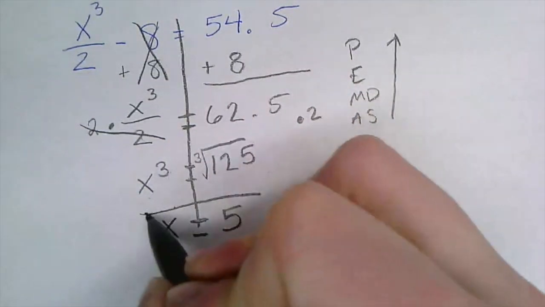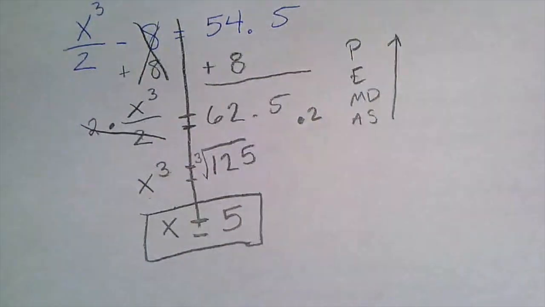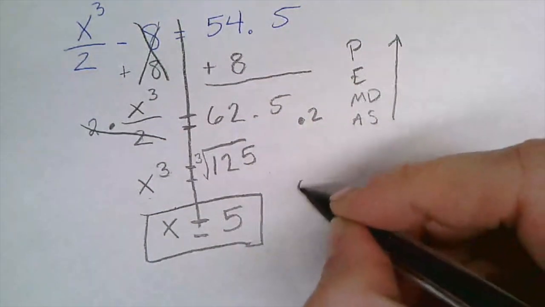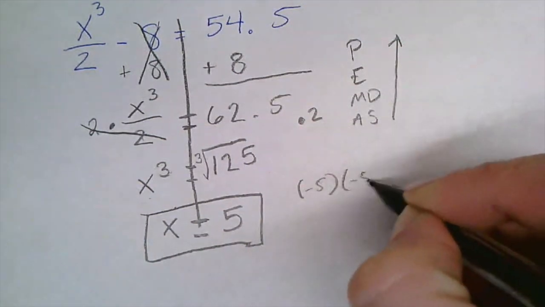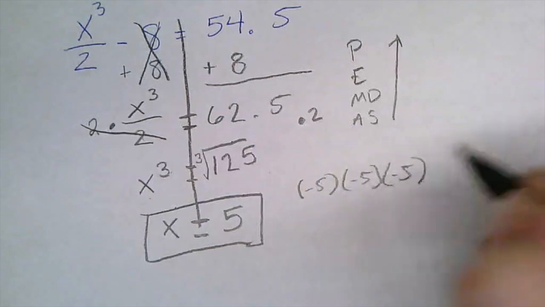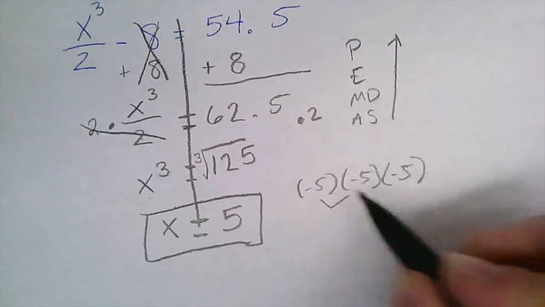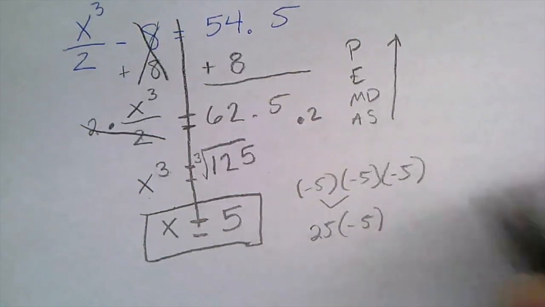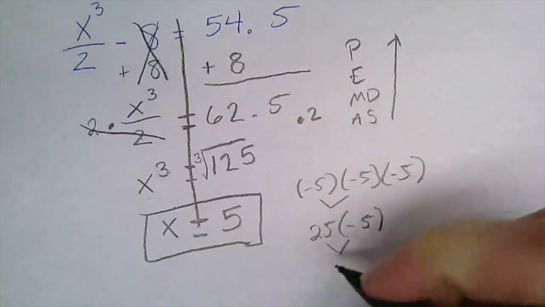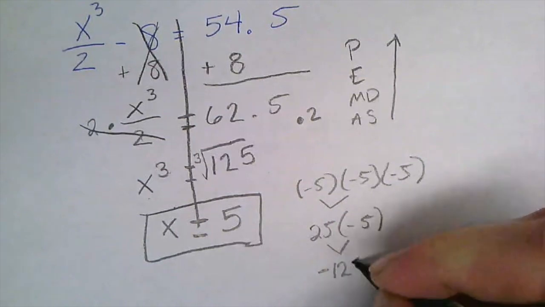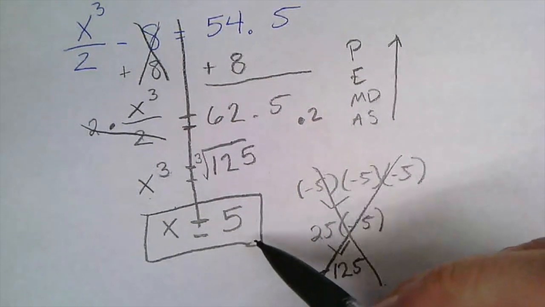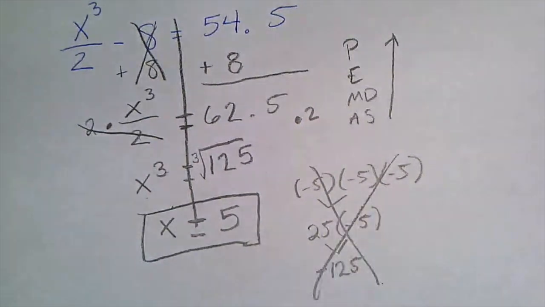And in this case, there's only one answer. Because if I take 5 times 5 times 5, that's going to be a positive 125. But if I were to take negative 5 times negative 5 times negative 5, negative 5 times negative 5 is a positive 25, but now I still need to multiply by a negative 5. That would make a negative 125, which is not what I wanted to find the cubed root of. So my answer here is just a positive 5, so x equals 5.